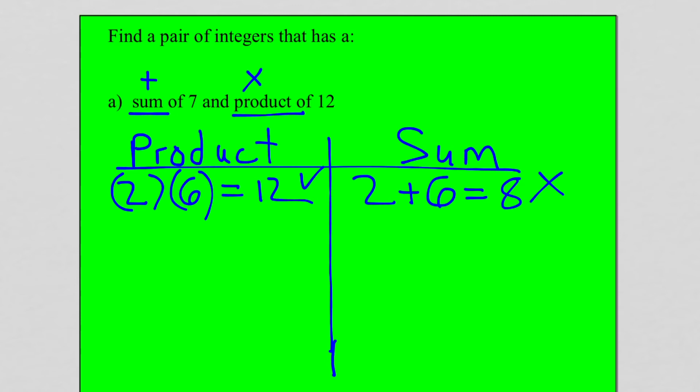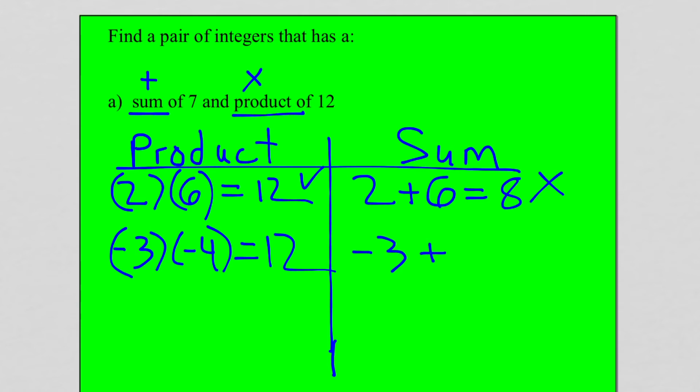So maybe I will do this. Maybe I'll say, you know what? I'm going to try negative 3 times negative 4. I know that multiplies to positive 12. But for it to be the correct answer, those two integers would have to add to positive 7. And negative 3 and negative 4 adds to negative 7. So this works, but this doesn't.